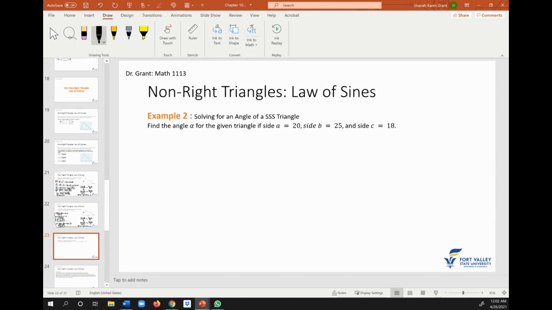Usually with this, you can draw a sketch, right? It doesn't matter how you draw your triangle, you just have to make sure your sides are accurate. Let's say we do alpha, beta, and gamma here. Then A is opposite of alpha, B is opposite of beta. This is always how you will label your triangles. C is opposite of gamma. So they're saying A is 20, B is 25, and C is 18.